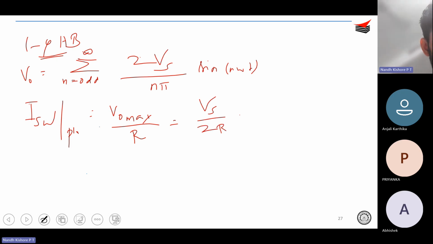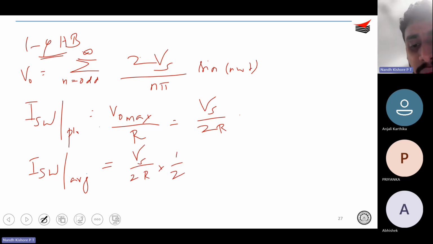And what is the average current? Each switch is in conduction for 1/2 of the time period, right? Therefore, Vs by 2R into 1 by 2, 1/2 of the time period. So the average is basically divided by 2. So Vs by 4R. Okay.